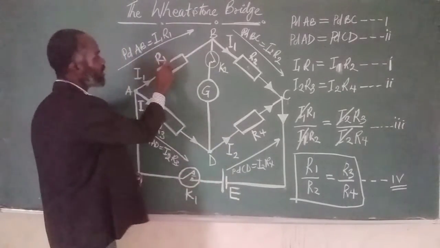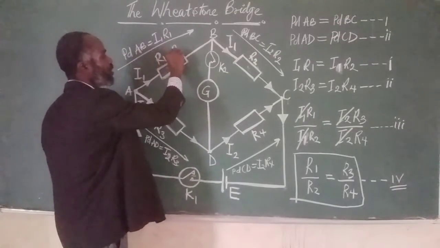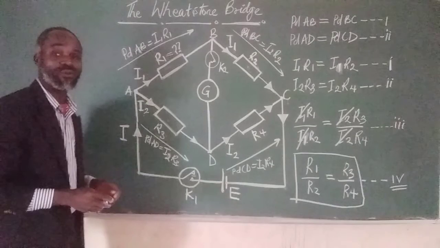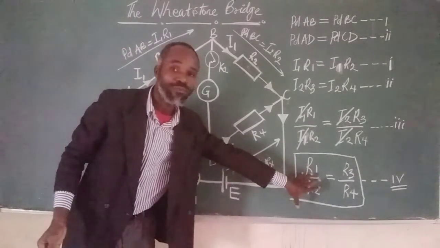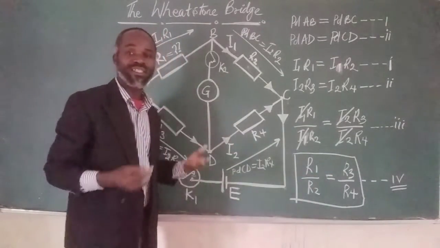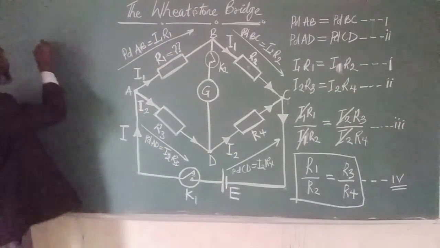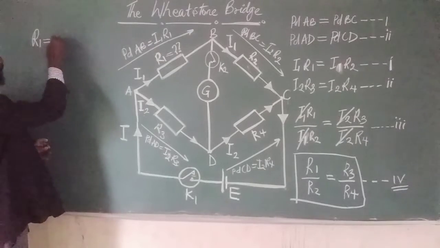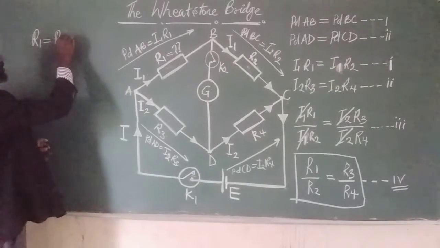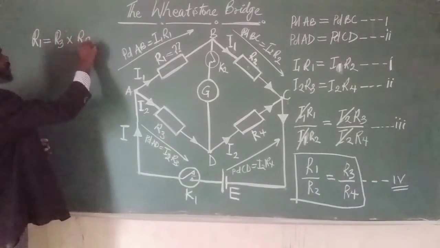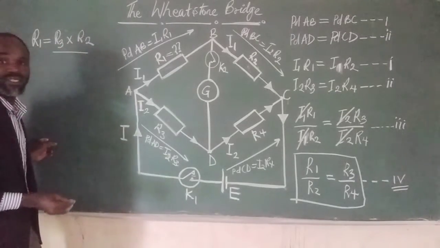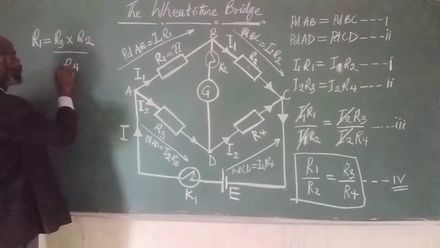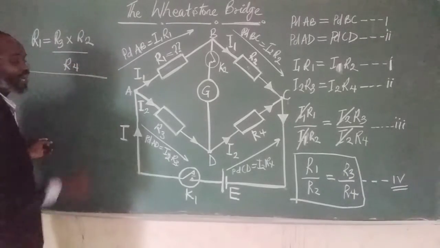Suppose R1 is unknown. Suppose we don't know the value of the R1 resistance. What do we do? From this equation, we make resistance 1 the subject, and that becomes R1 is equal to R3 times R2 all over R4. Very simple. So with this, we can find R1.